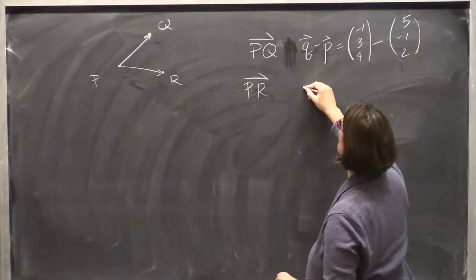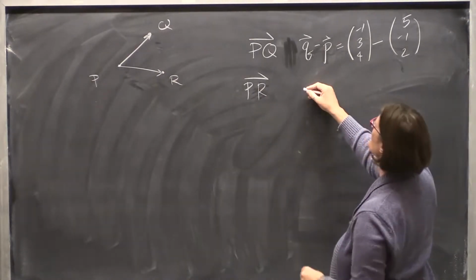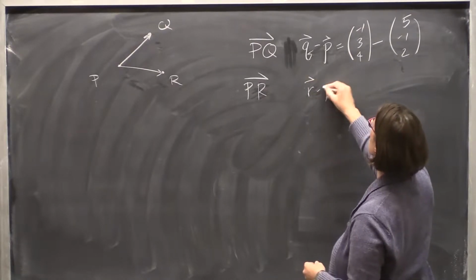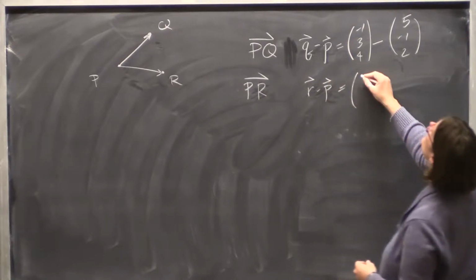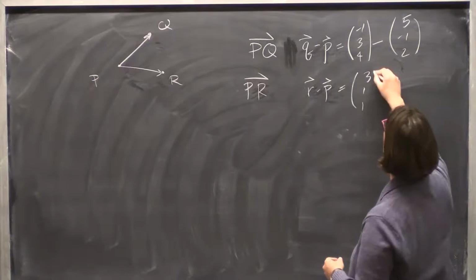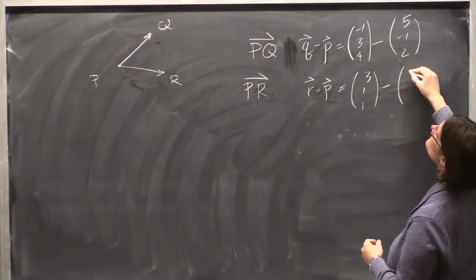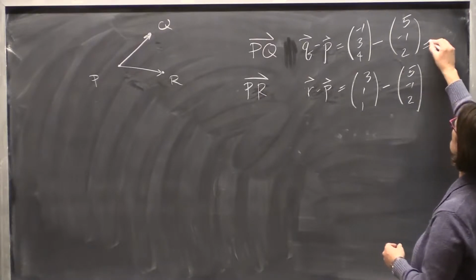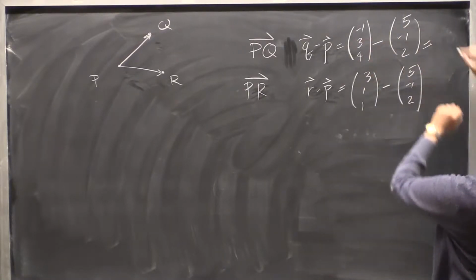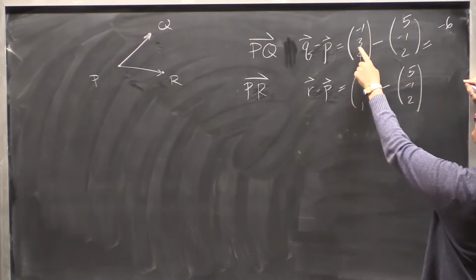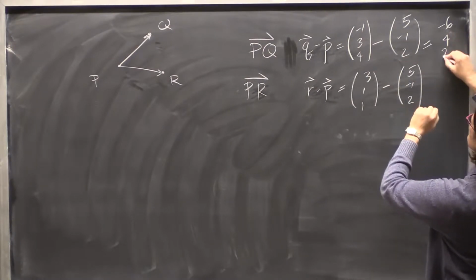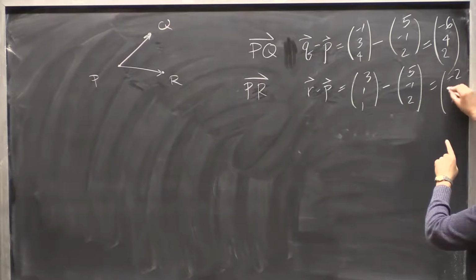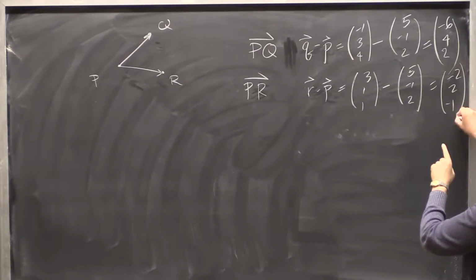And this is going to be parallel to the line and have the same length as the line R minus P, which is the vector 3, 1, 1, minus the vector 5, -1, 2. So here, -1 minus 5 is -6. 3 minus... 4, thank you. 2, good. Negative 2, 2, -1.